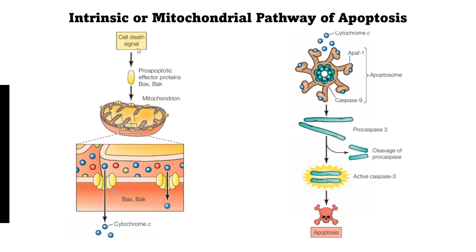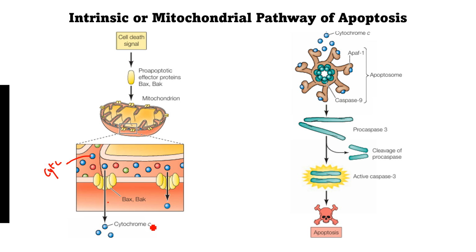So what happens? There can be any signal for cell death, and the cell death signal will activate pro-apoptotic proteins like BAX and BAK. What do these BAX and BAK do? Once these proteins get activated, they form pores in the outer membrane of mitochondria. You see these yellow colored proteins? These are the BAX and BAK complex. They form pores in the outer membrane of mitochondria, and once pores are formed, the cytochrome C, these blue colored molecules you see, get released from the intermembrane space to the cell cytosol.